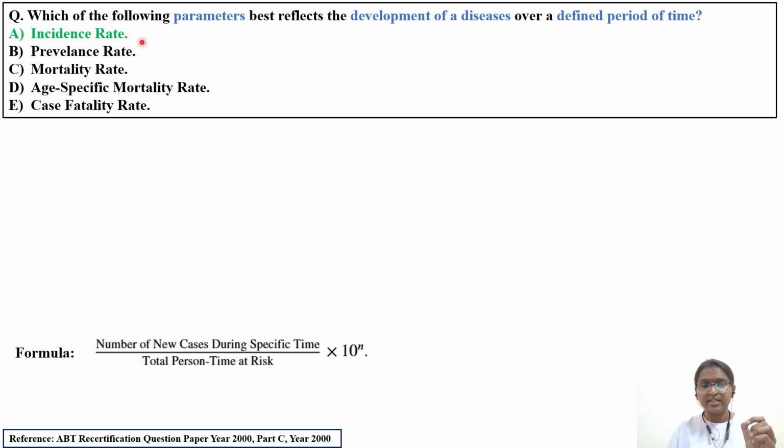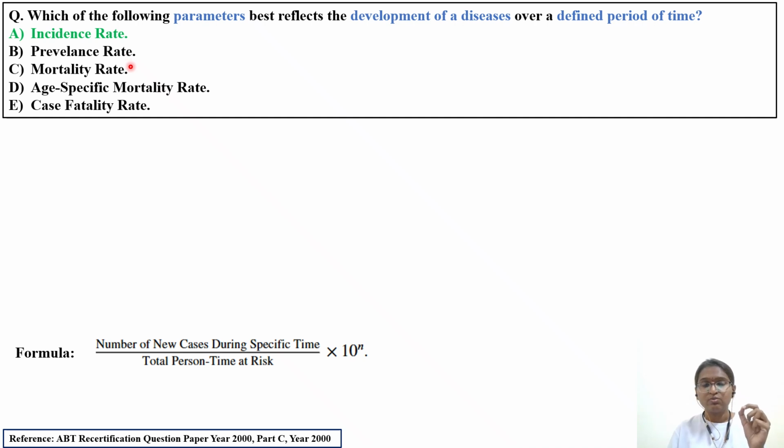Option A is incidence rate. Option B is prevalence rate. Option C is mortality rate. Option D is age specific mortality rate. Option E is case fatality rate. The right answer will be in the green text, that is incidence rate. We need to identify which of the following parameters best reflects development of a disease in a defined period of time. In incidence rate, a defined time will already be there.